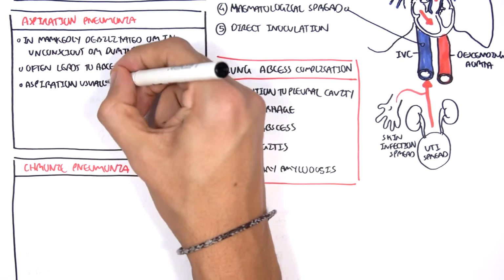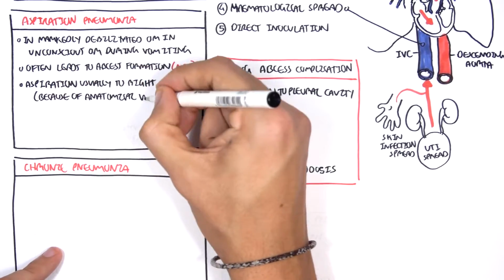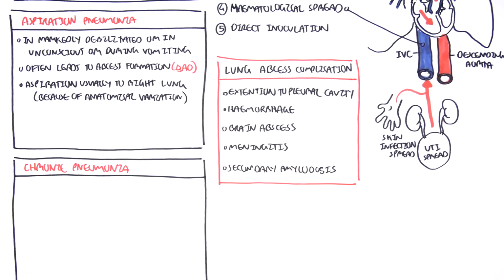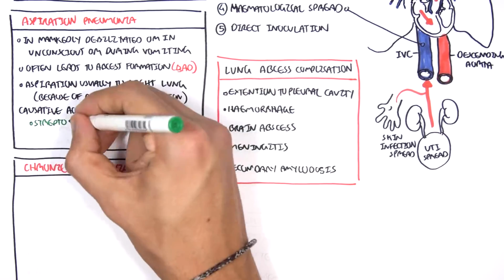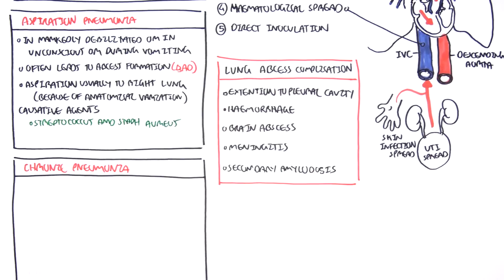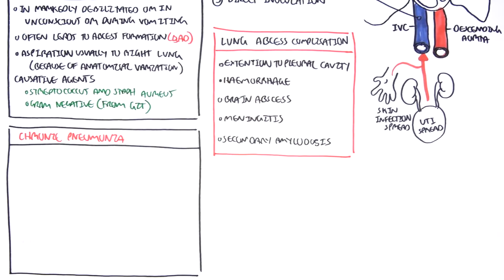Now, back to aspiration pneumonia. Aspiration pneumonia usually occurs in the right lung because of the anatomical variation. The right lung has an essentially wider hilum, and it's often more vertical, and so things can get into the right lung easier. Causative agents of aspiration pneumonia include Streptococcus and Staphylococcus aureus, and also gram-negative bacteria from the gastrointestinal tract.